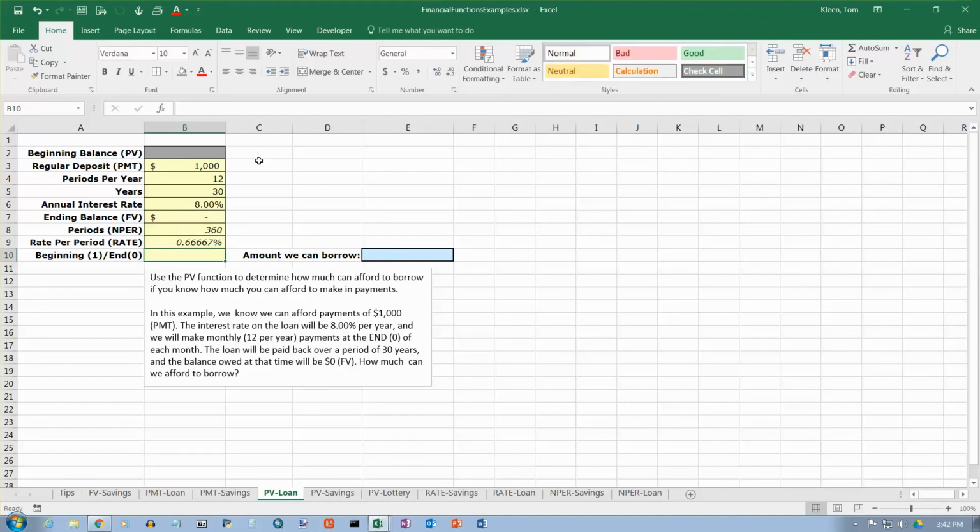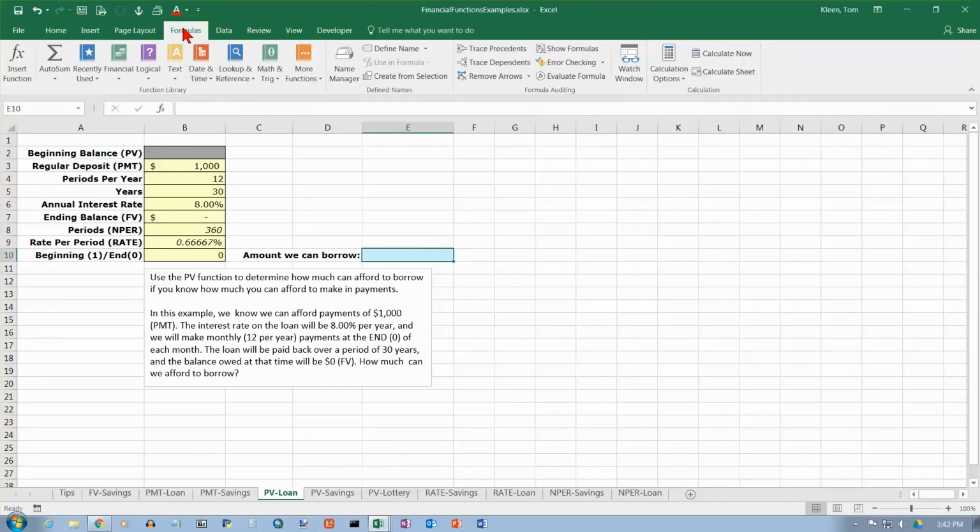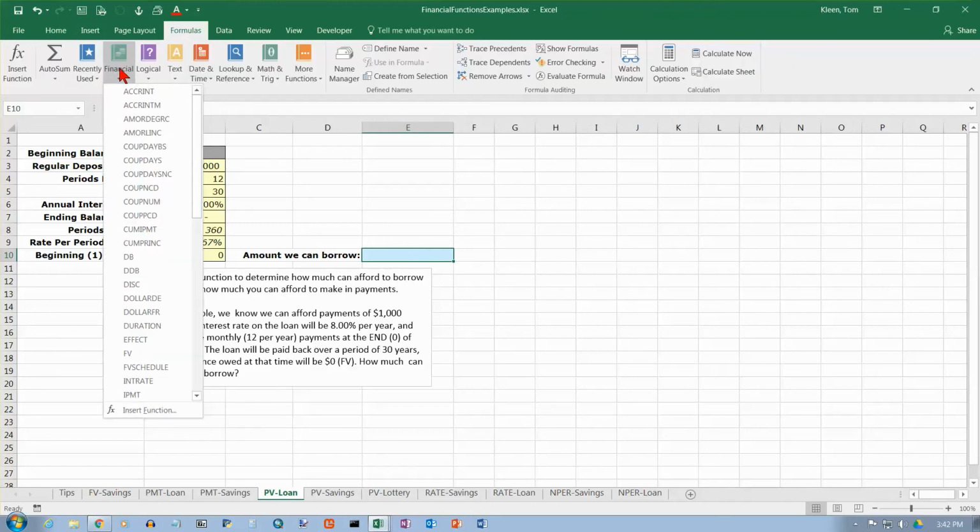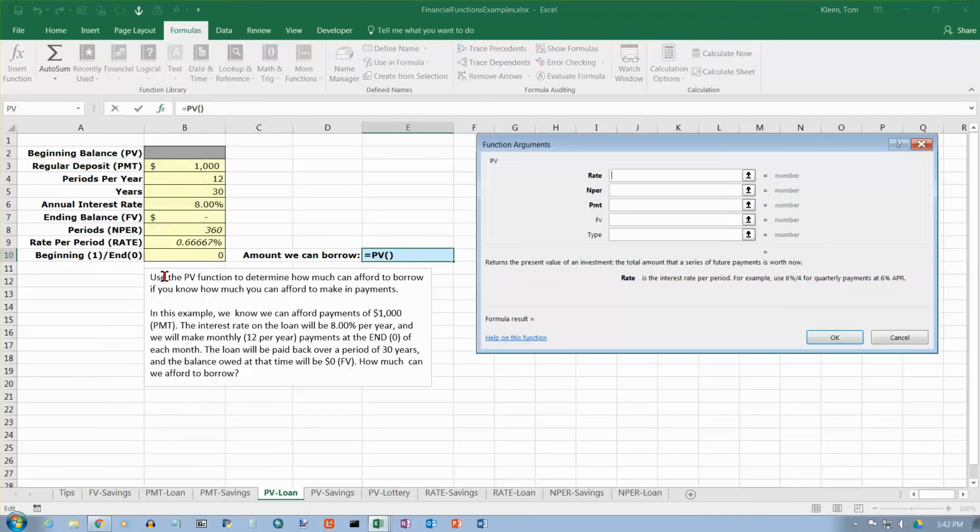And then the last thing is, are we doing this at the beginning or the end of each month? We're doing it at the end, so let's put a zero in there. Okay. So if we know those things, we should be able to figure out how much money we can afford to borrow if these are the parameters for paying the money back. So let's go to E10 here, the blue box. And let's go up to our formulas tab and click on financial. And we want the PV function.